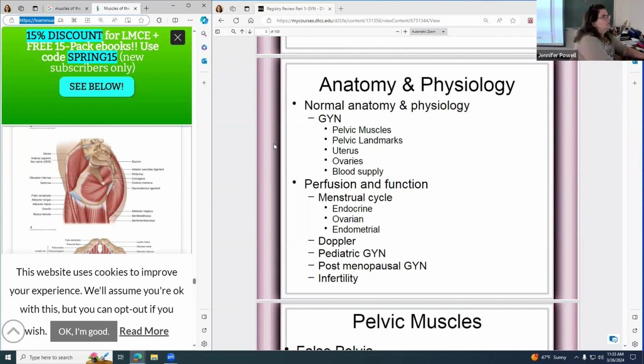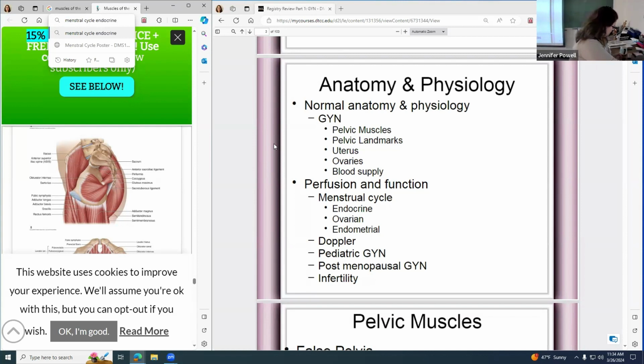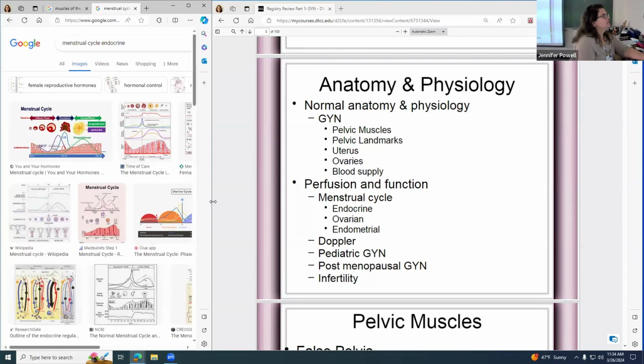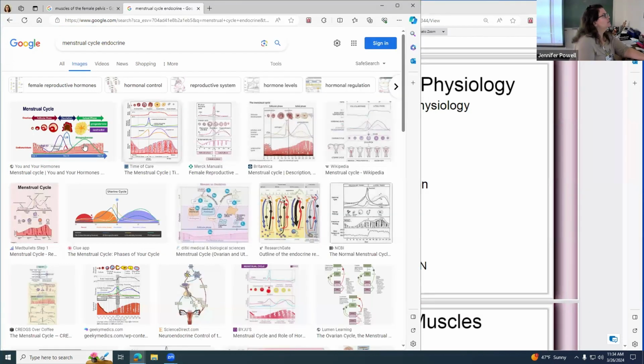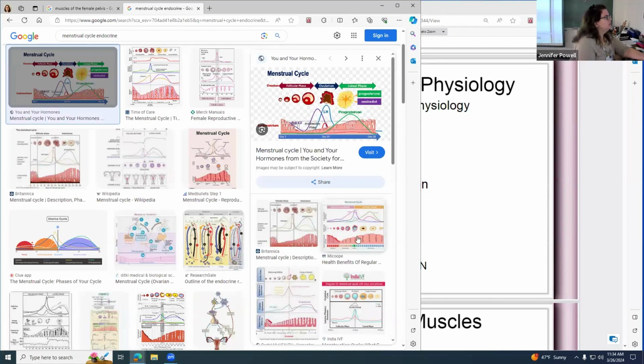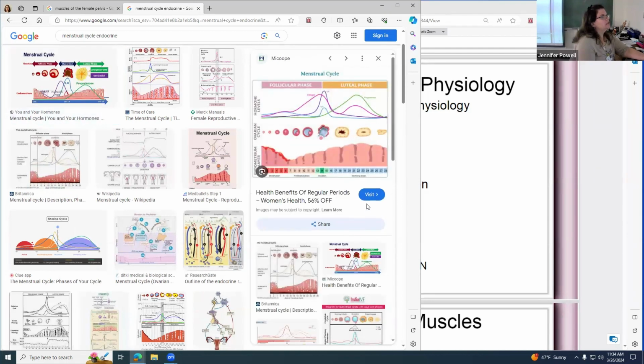So the menstrual cycle, sorry, hold on, endocrine. So who remembers this? Probably never want to see this again after having to do that poster. But let's see if I can get something at least big enough for you to see.